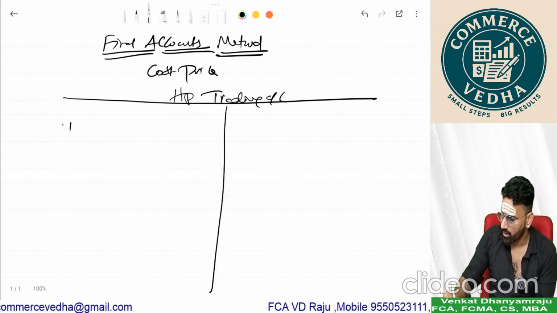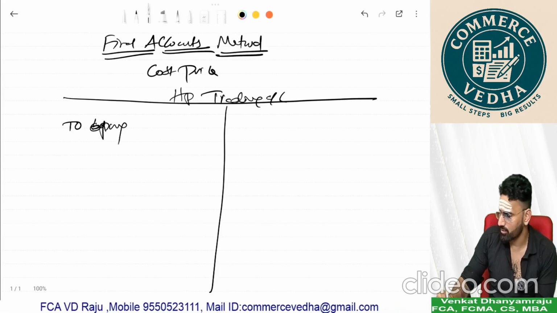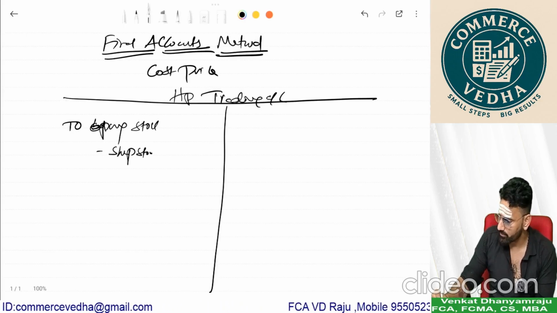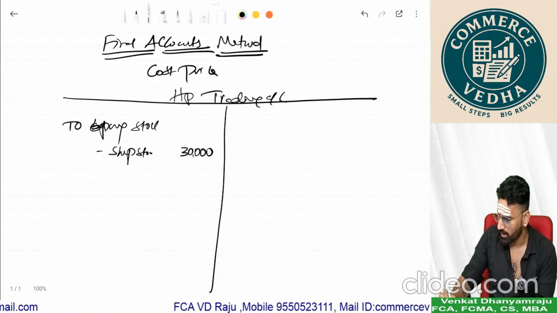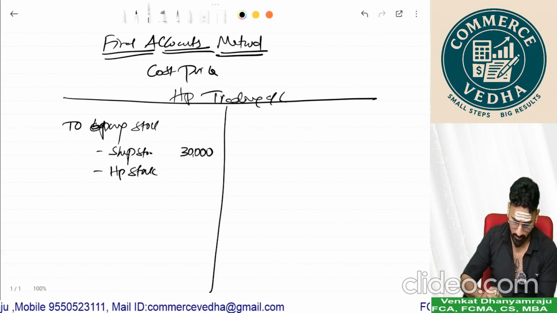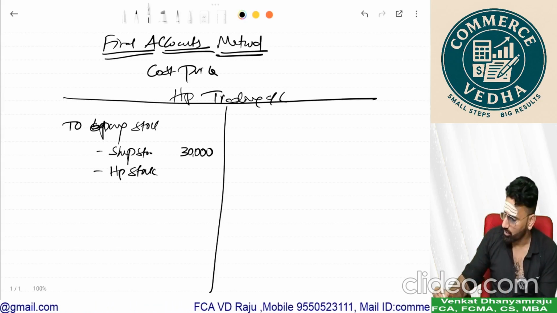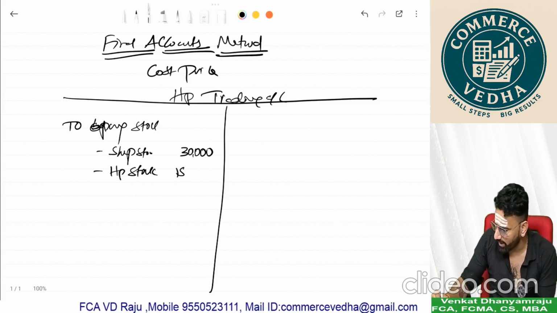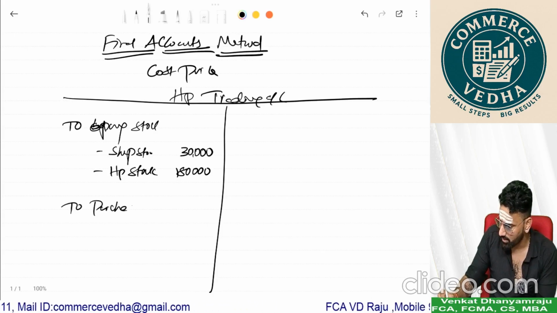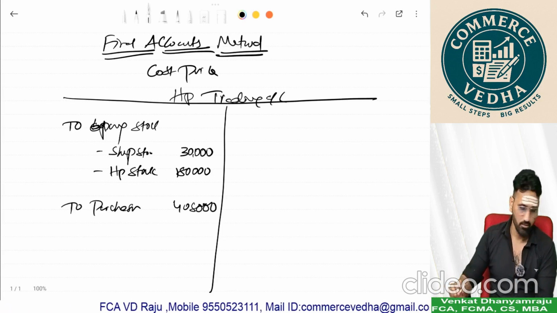In this, to opening stock. Number one, shop stock, 30,000, always at cost price. Number two, hire purchase stock, which is 2,40,000, but 2,40,000 minus 60,000, which is the loading. So we should always record at cost price, which is 1,80,000. And to purchases, 4,08,000. All are at cost.